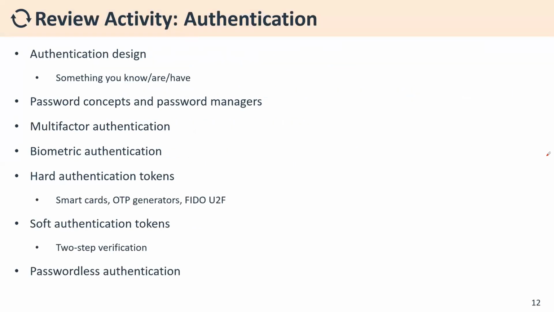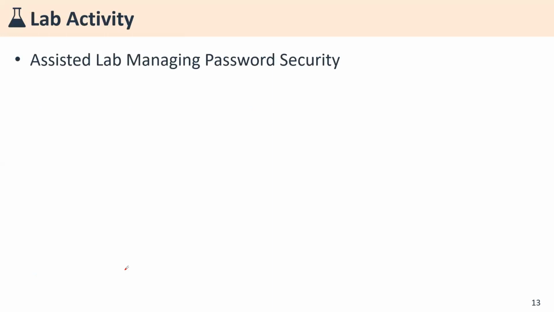Some of the things we've considered here are authentication design, password concepts, then biometric authentication, hardware tokens, soft authentication, and of course, passwordless authentication. For the lab, we're going to be looking at managing password security. So this is more of threat management. If you want to manage your threats, you can look at having a very good password policy, implementing training, and looking at your digital assets, your risks, your likelihood of occurrence of any attack, then looking at budgets and planning what best method of authentication you will need to protect your assets.